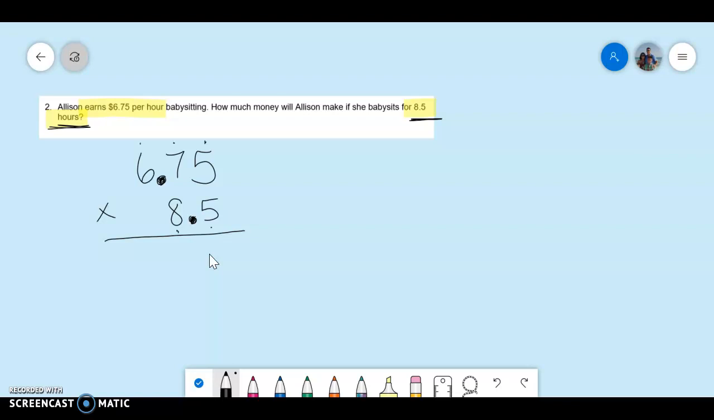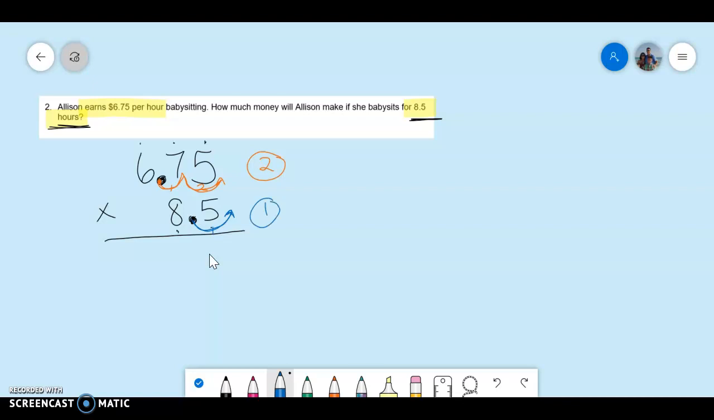So once I've set my problem up properly, what I really want to do is get rid of those decimal points. I want to take them out so I can just multiply. So I'm going to take this decimal right here and slide it out. And anytime you slide it out, you have to slide it out to the right. So I'm sliding it out the back, okay? And that means there were 2 decimal places, 1, 2. And then I'm going to slide it out here for this 8.5, but it only slides out 1 place, okay?